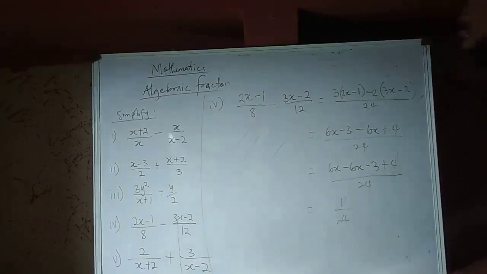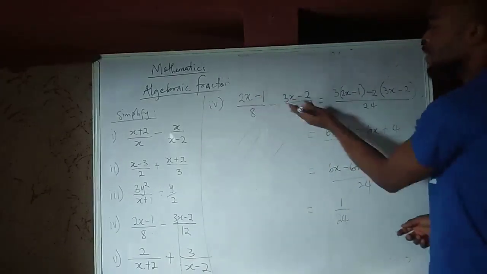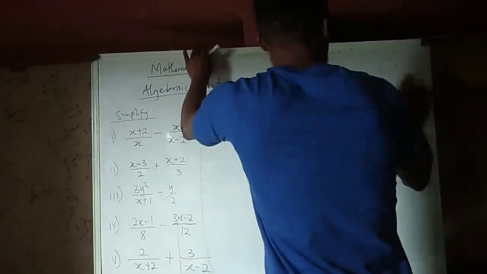So that's what we get. The solution to this problem, the simplified form, is just 1 over 24. And that's that. We are done. Okay? Yeah, we are done. Alright, so let's look at the last but not the least.